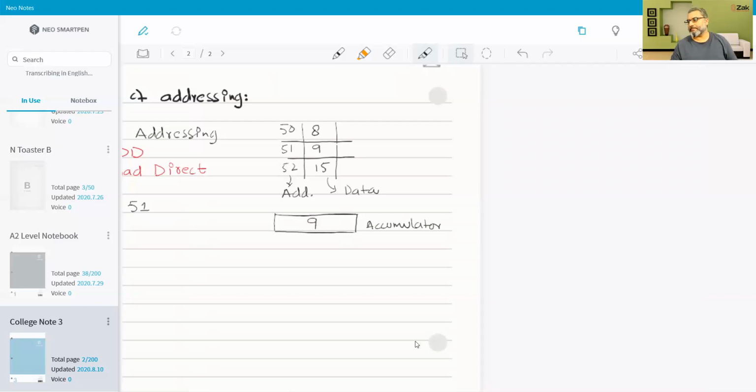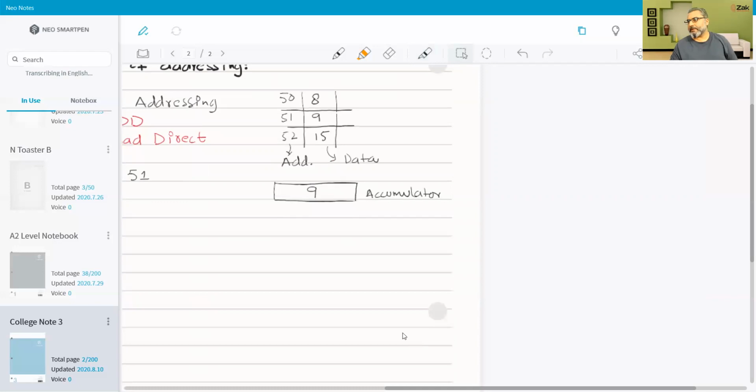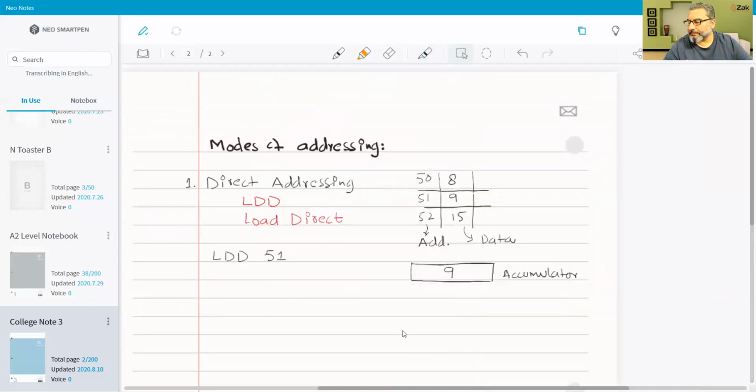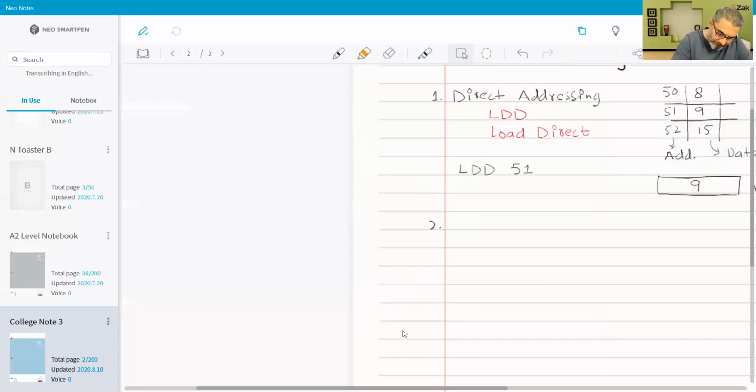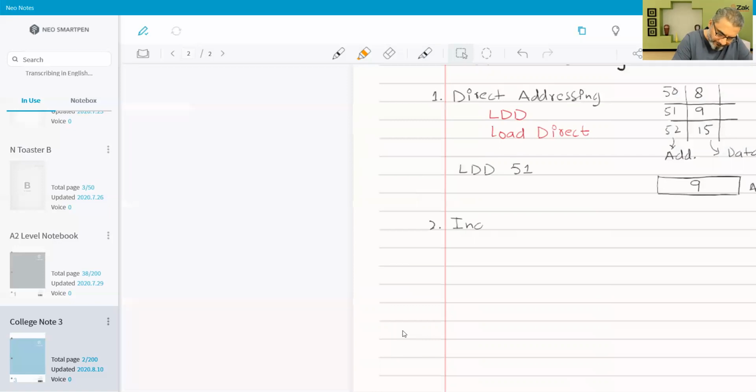So this is very simple, that this command which says LDD 51 means load direct from the address 51, and whatever is at the address 51 will be loaded to the accumulator. All right. So this is the first command. Second one is indirect. Indirect addressing.